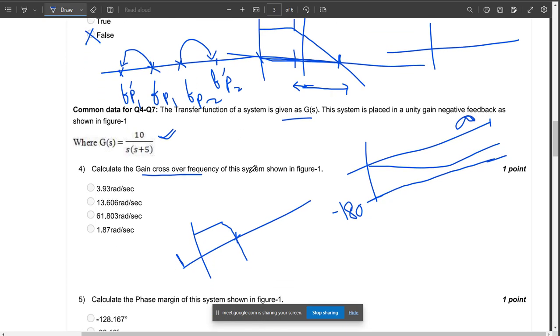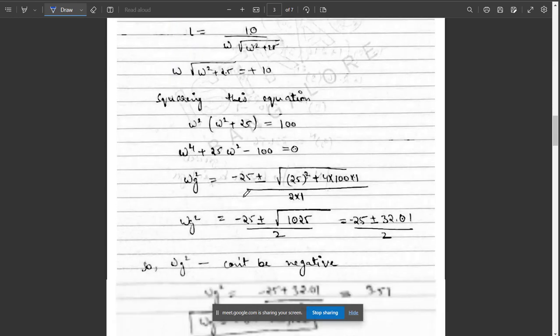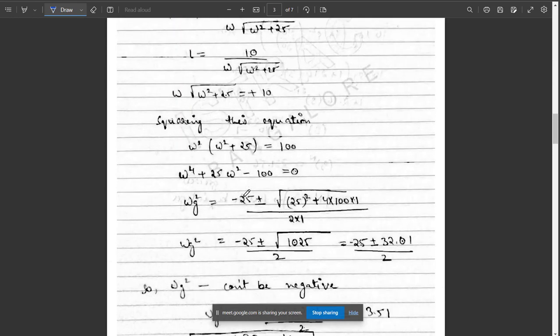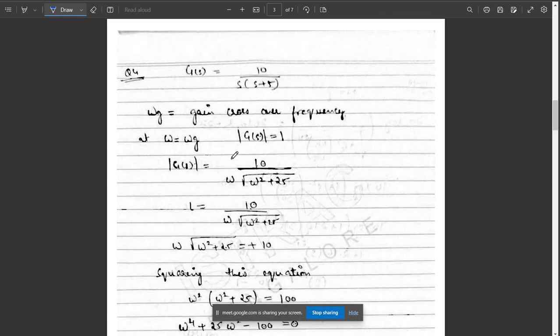Okay, chalo. So let's try to solve this question now. What you said, 1.87. Let's see if 1.87 is the correct answer or not. Yes, good. So Shubham, that's a correct answer. So 1.87 is the correct answer. Now let's try to solve it.